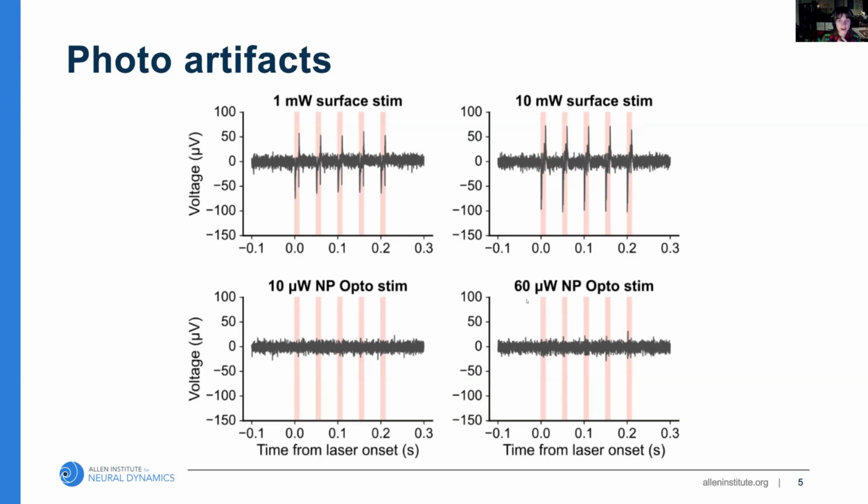At relatively higher stimulation from the opto probe, you do still see some photoelectric artifacts, but they are not saturating, and they are basically entirely removed by normal pre-processing steps. So the quality of the data is greatly improved with these Neuropixels probes.